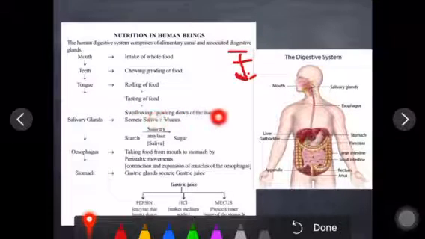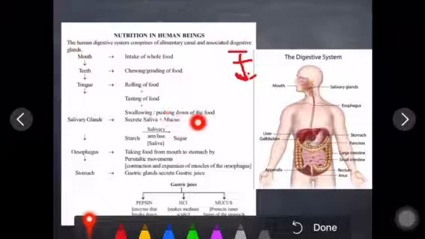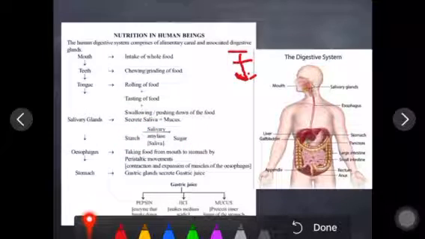It helps in swallowing, pushing down of the food, and it secretes what? Saliva plus mucus. So here you have to remember, the salivary gland secretes saliva and mucus. Mucus is a sticky product. Now what is the role of the salivary gland? It breaks down starch, which is a complex form of sugar, into the sugar maltose. And which enzyme is working on that? Salivary amylase. So it's very easy: under the tongue salivary glands secrete saliva and mucus, and they break down starch into maltose sugar by salivary amylase.